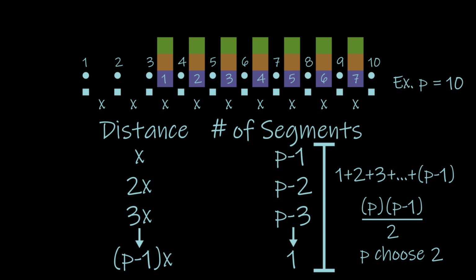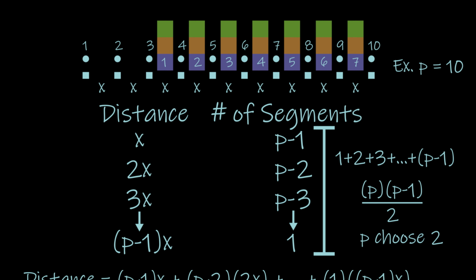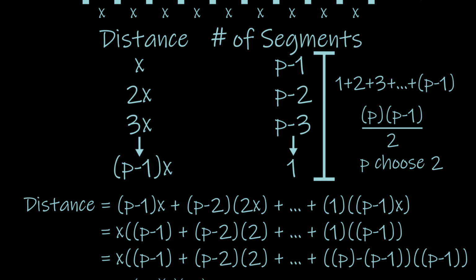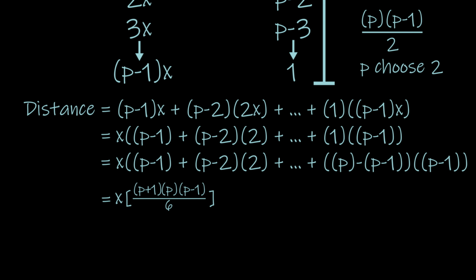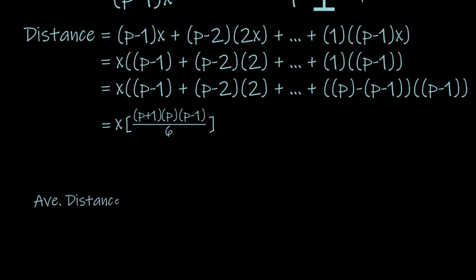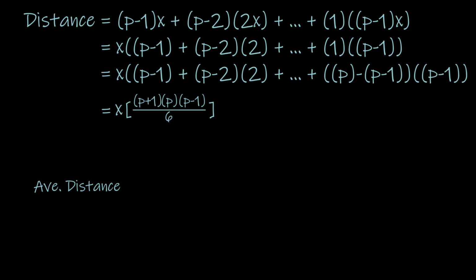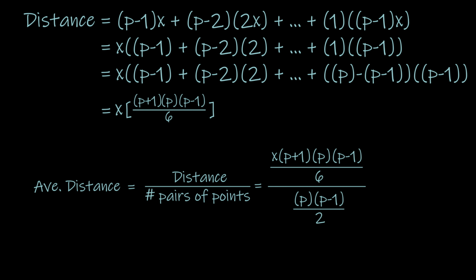missed any distances. Calculating the average distance between evenly spaced points is relatively easy. All we need to do is take our formula for the total distance that we just found, x times (p plus 1) times (p minus 1) divided by 6, and just divide that by the total number of pairs of points, which is p choose 2. This simplifies down to x times (p plus 1) all divided by 3.